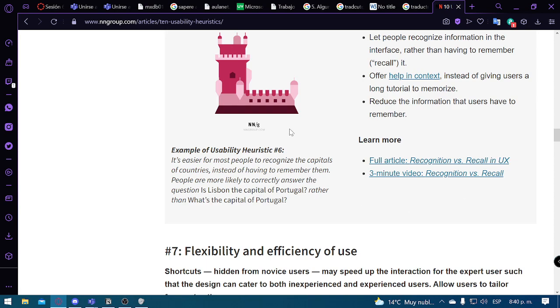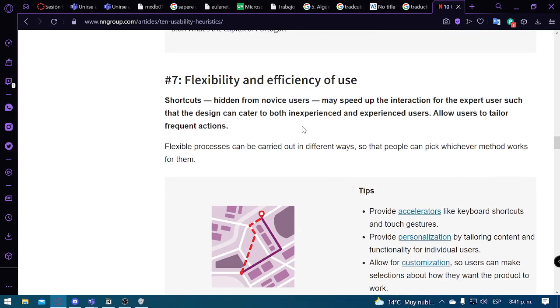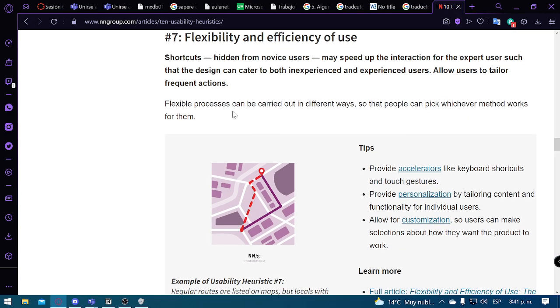For example, we have two kinds of questions, about capital of countries. The first question is, is Lisbon the capital of Portugal? So it is an easier way for the user than if you ask him what is the capital of Portugal. In the seventh tip, we have flexibility and efficiency of use.